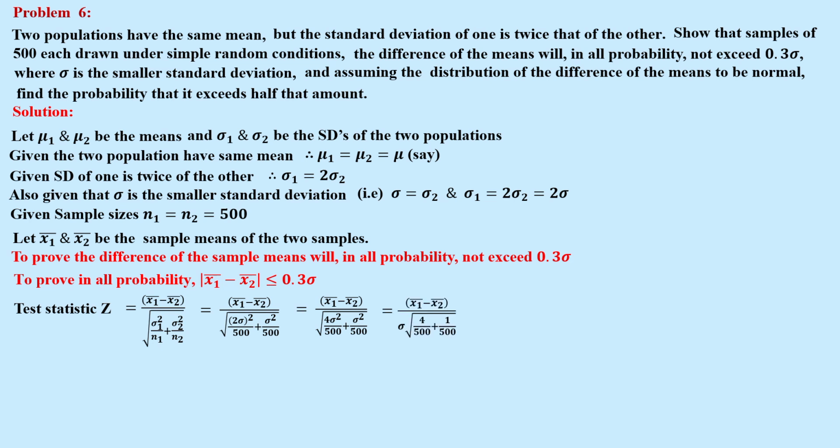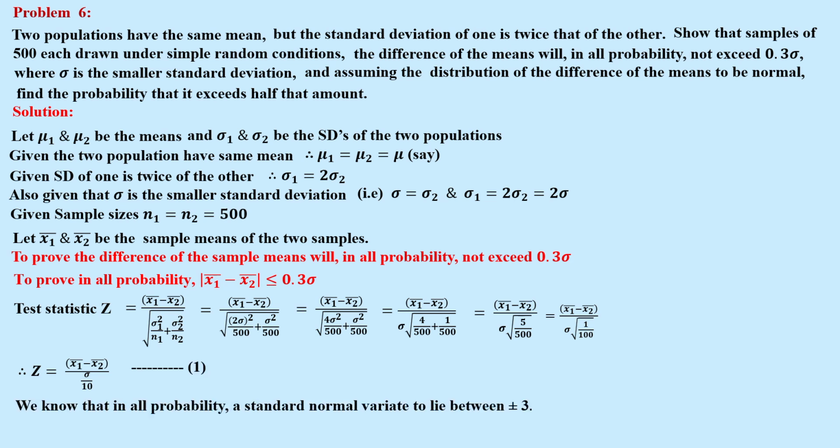Taking sigma outside, x1 bar minus x2 bar divided by sigma into root of (4 plus 1) by 500. That is 5 divided by 500, so the 5 and 500 get cancelled, giving root of 1 by 100, which is 1 by 10. So Z equals x1 bar minus x2 bar divided by sigma by 10. That is equation number 1.